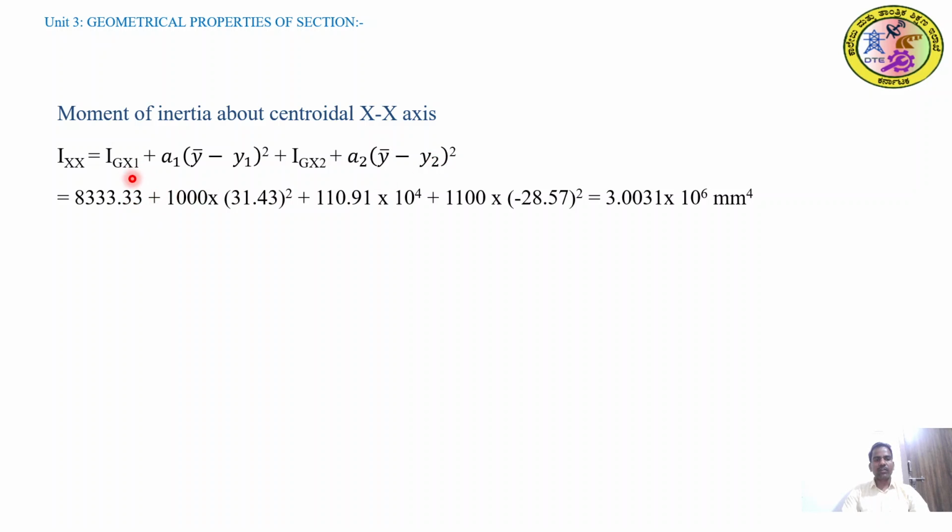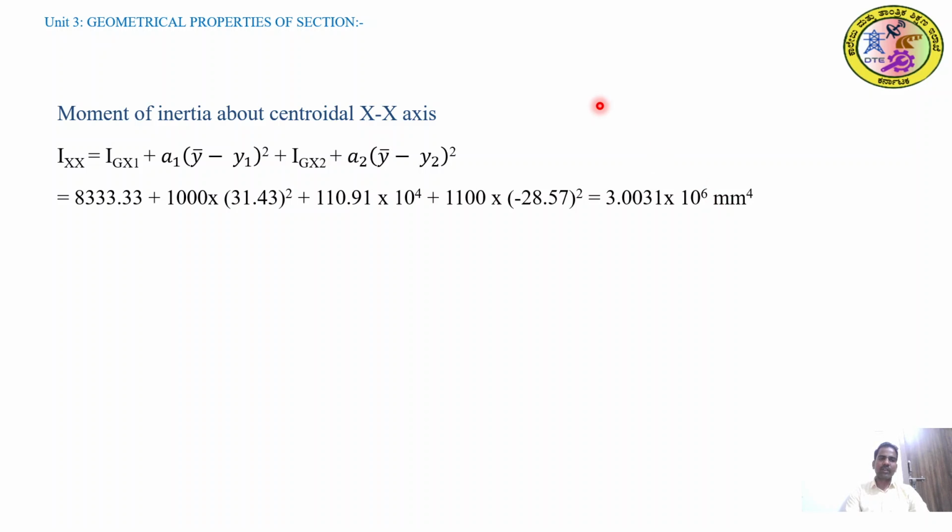If we substitute the values, Igx1 is 8333.33, A1, the area of the first rectangle, is 1000 millimeter square, and (y bar minus y1) square is 31.43 squared, and Igx2 is 110.91 into 10 power 4, area 2 is 1100 millimeter square, and (y bar minus y2) whole square is 28.57 squared. If we substitute all these and calculate, the moment of inertia along the x axis for the L section is 3.0031 into 10 power 6 millimeter power 4.